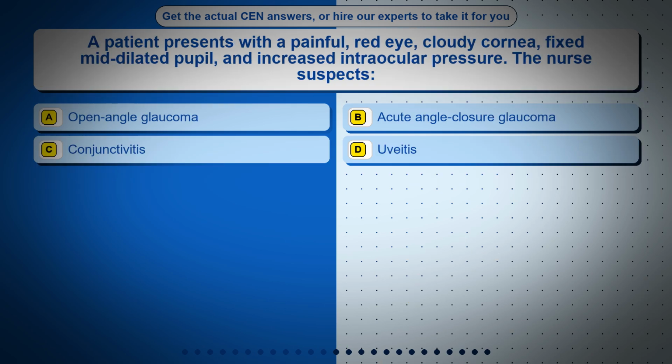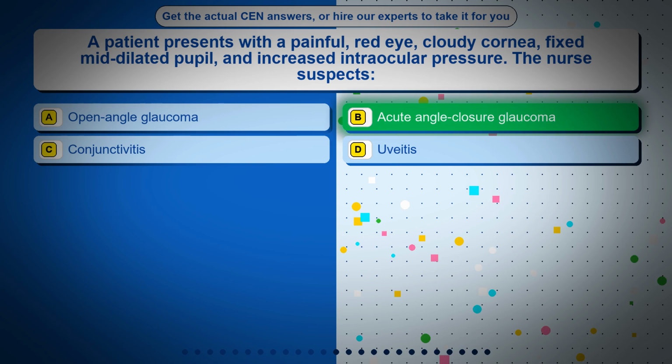Question 12. A patient presents with a painful, red eye, cloudy cornea, fixed mid-dilated pupil, and increased intraocular pressure. The nurse suspects: Option A, open-angle glaucoma. Option B, acute angle closure glaucoma. Option C, conjunctivitis. Option D, uveitis. The correct answer is option B, acute angle closure glaucoma.